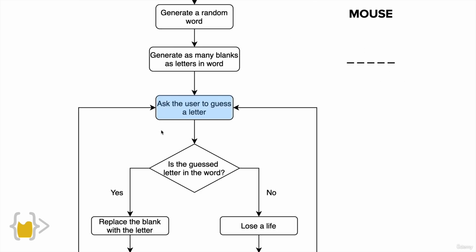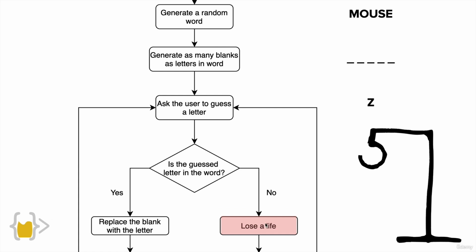The user has won because they've guessed all the letters correctly. Now, if we go back to the part where we asked the user to guess a letter, and they guessed a letter, say the letter Z, which doesn't actually exist in this word mouse, well then in this case we go down this right path to answer no, and the user loses a life, which means we start drawing out our hangman figure.